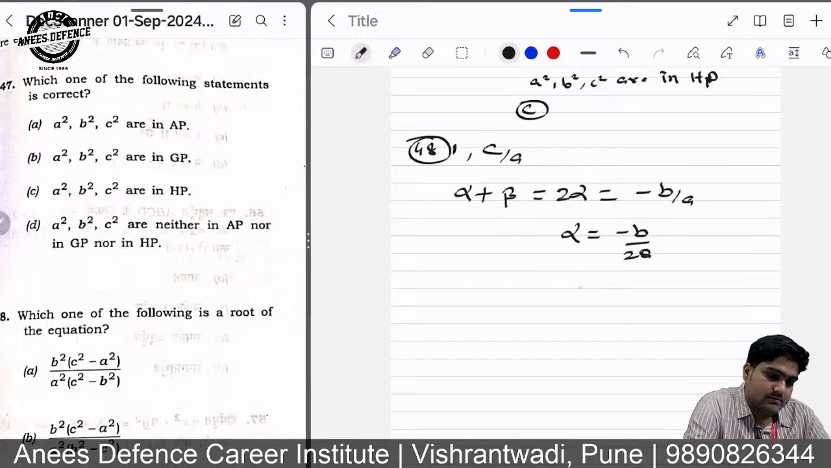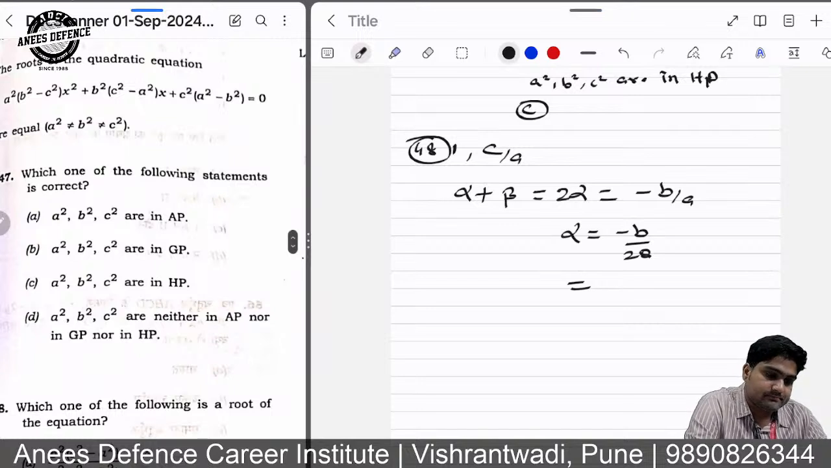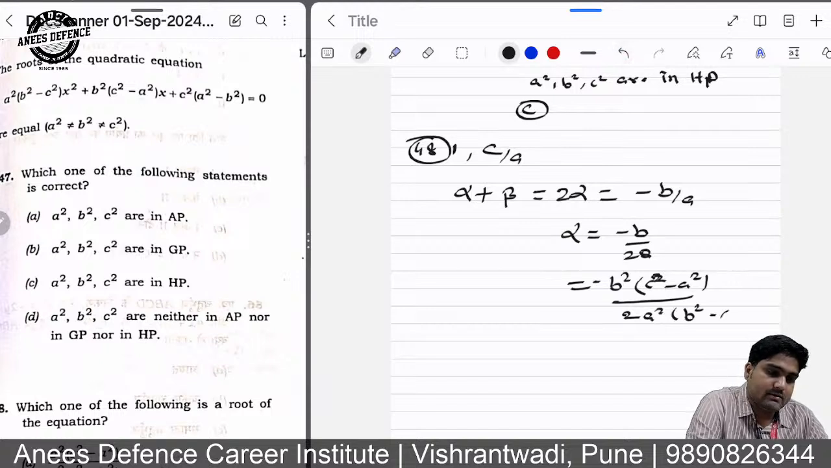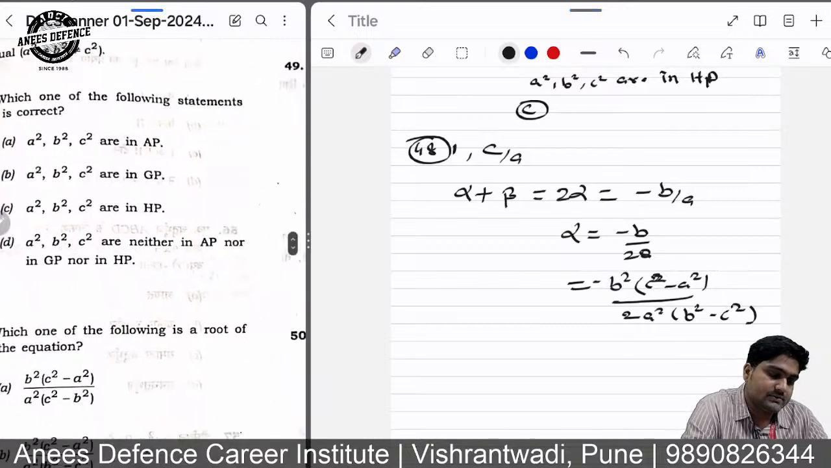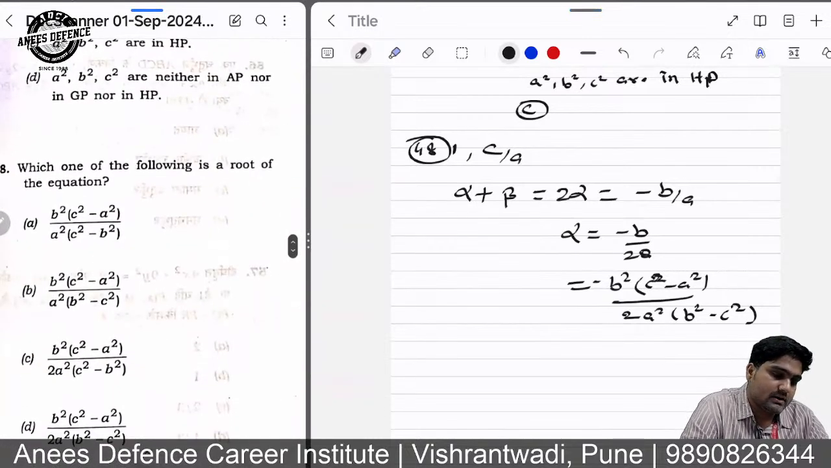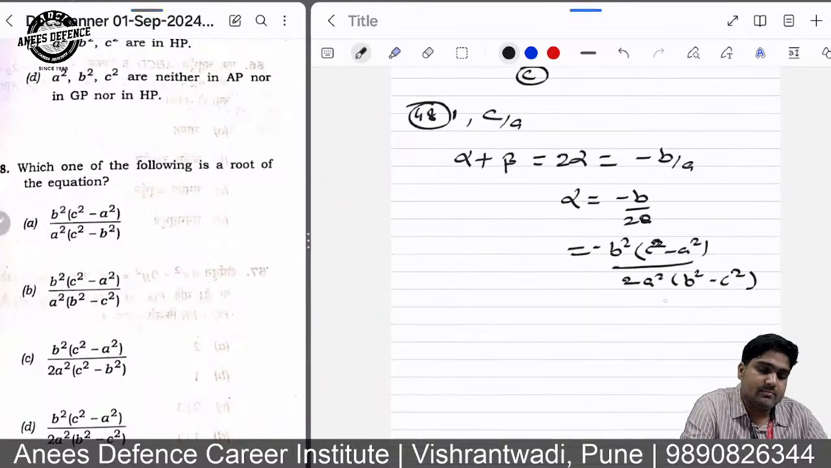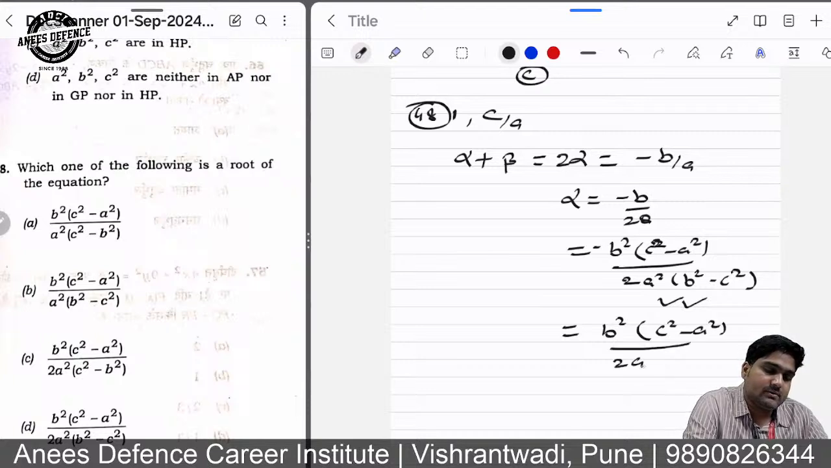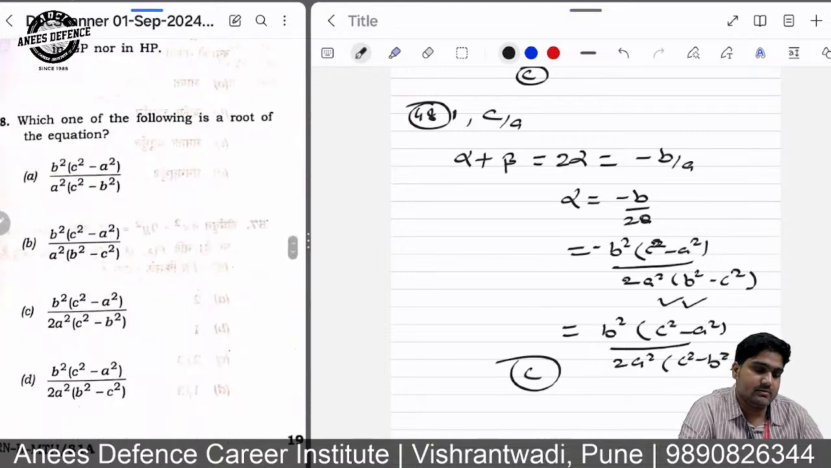Okay, so here b is the coefficient of x. So the coefficient of x is given as b square minus, times of b square, c square minus a square upon 2 times of a square in bracket b square minus c square. Let's check the options. If I take minus common from the denominator, it's b square, c square minus a square, upon 2 times of a square, c square minus b square. So option C is correct for question number 48.